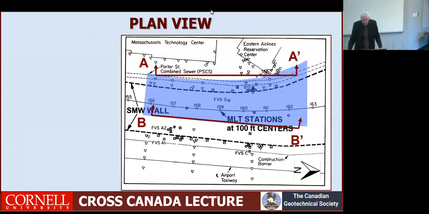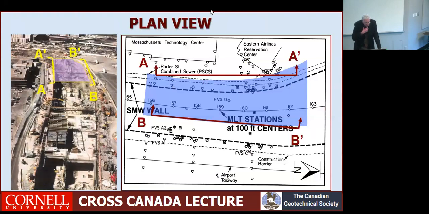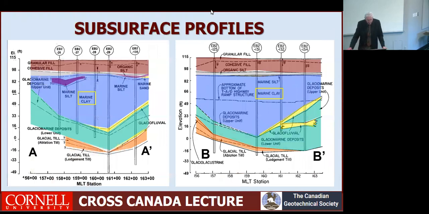If we now look at a plan view of the excavation, we've got two cross sections, AA prime and BB prime. And just to put that into perspective for you with regard to the aerial view, I've put that up on the left. And now I'm going to look at both of these cross sections. The AA prime is going to be the cross section on the western side, and the BB prime, which is right next to the airport, is going to be the cross section on the eastern side.